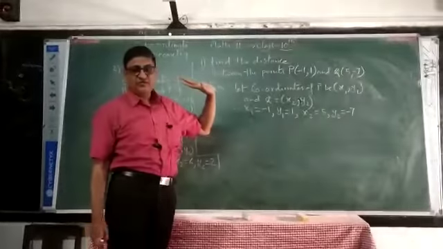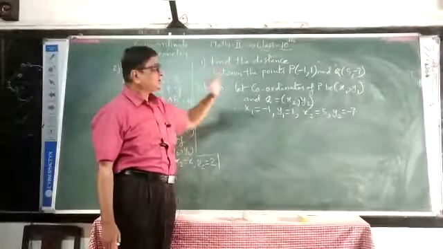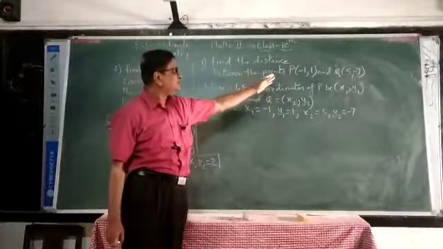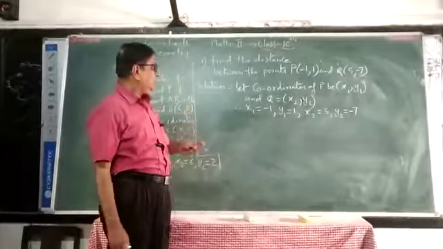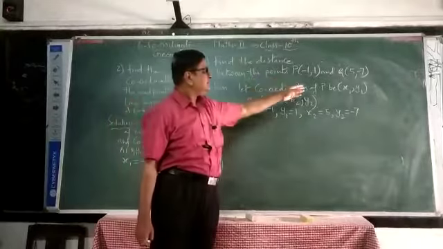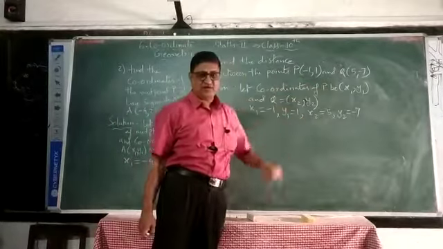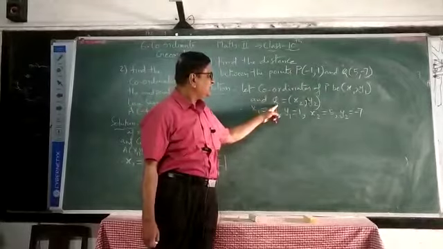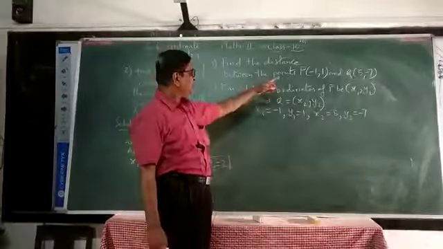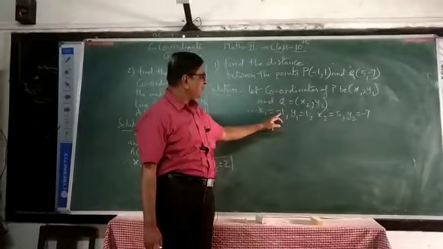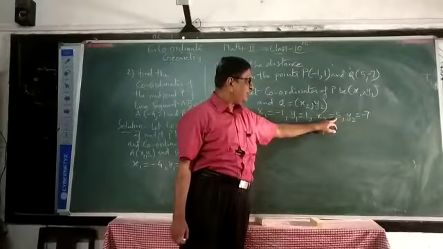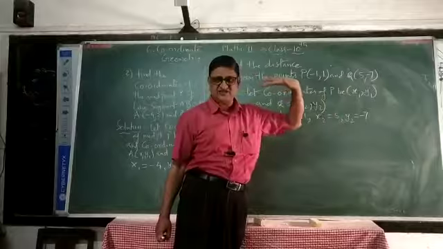So we will first see the distance formula. Here the problem is find the distance between the points P and Q. Now let the coordinates of P be x1 and y1, and coordinates of Q be x2, y2. Therefore, here we will get x1 is equal to -1, y1 is equal to 1, x2 is equal to 5, and y2 is equal to -7.